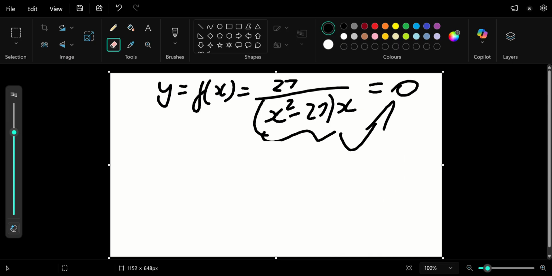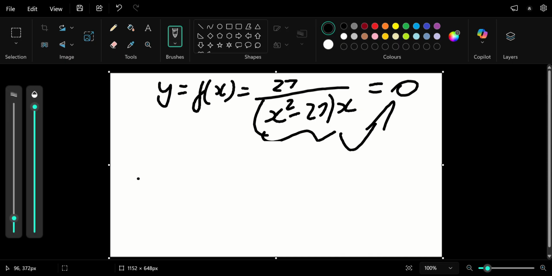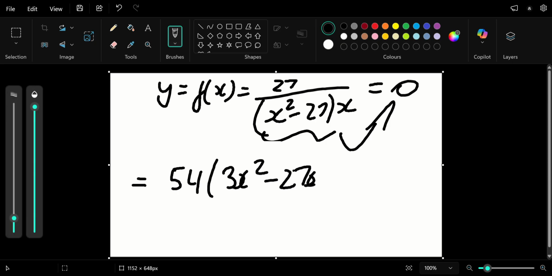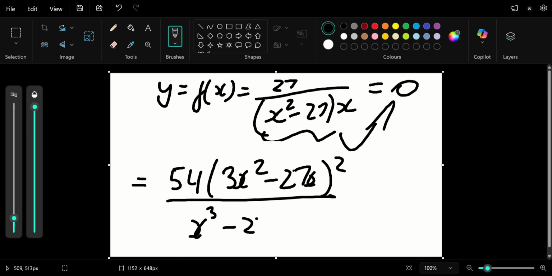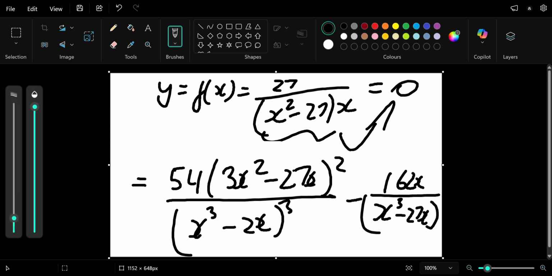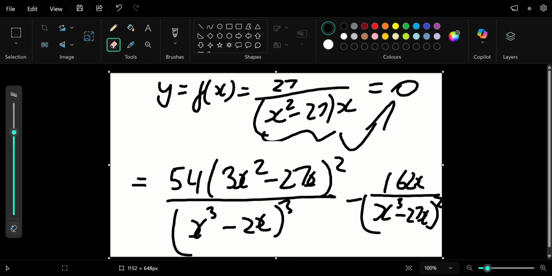Simplifying this down further, sorry I just had a long day today, but maths is fun, maths is cool. You can get 54 times 3x squared minus 27x squared all over common denominators of x cubed minus 2x cubed and minus 162x over x cubed minus 27x squared.